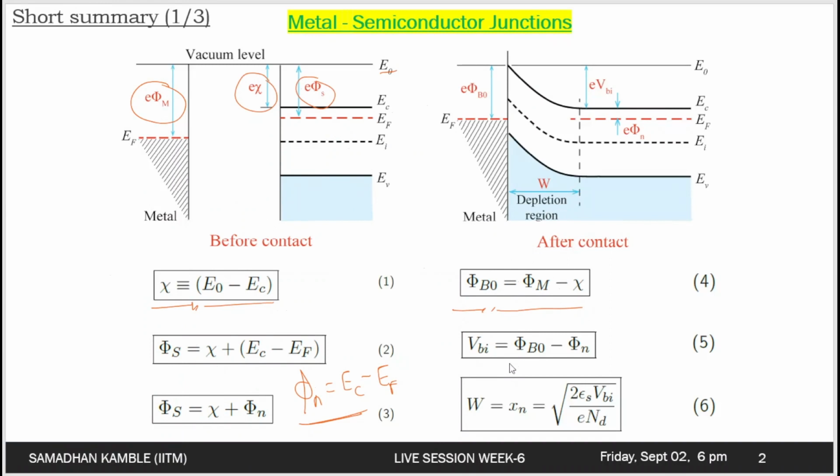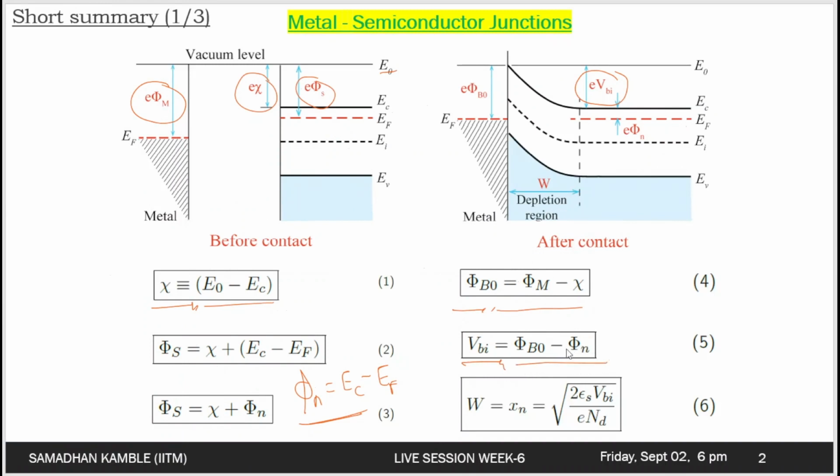So the built-in potential barrier is given by phi b naught minus (EC minus EF). So this is the built-in potential, and as a function of phi b naught and the EC minus EF value, which is nothing but phi n, it can be written as phi b naught minus phi n. So this is all about the built-in potential.